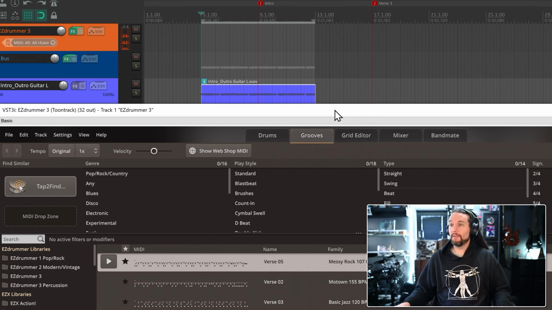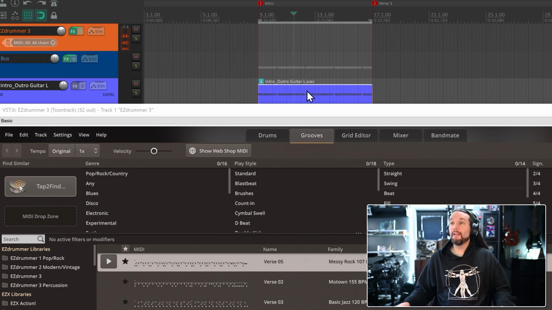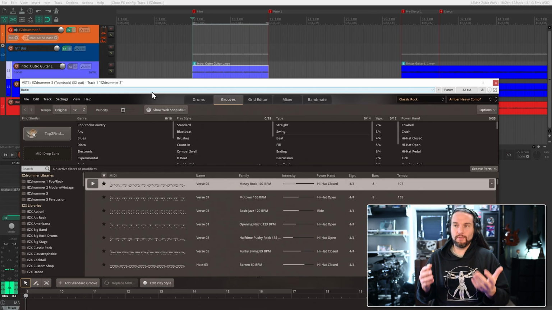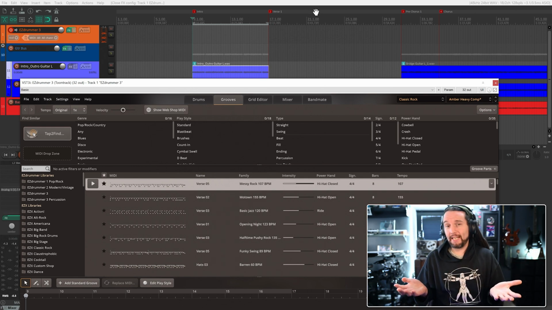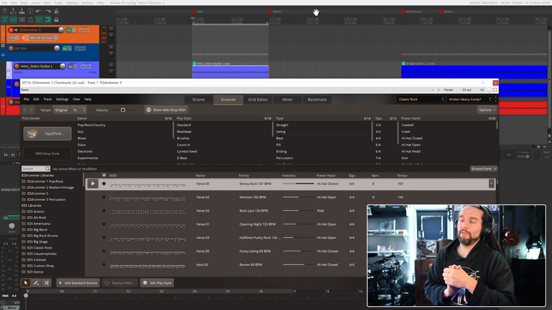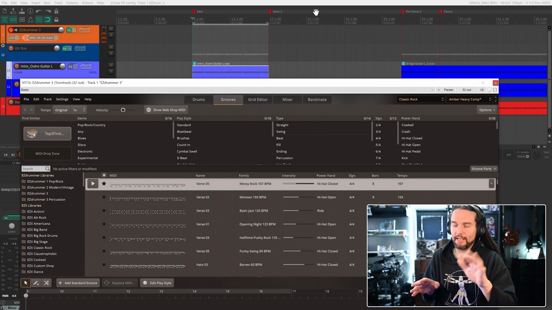Let me hit undo on my DAW. Now I'm back at measure 9. Let's try that again. I'll start playback from measure 9 and I'll play an 8 measure groove. Look at that. They're synced perfectly. So the relativity of how many bars are in the groove that you're auditioning to what measure you're on in your DAW, that matters.